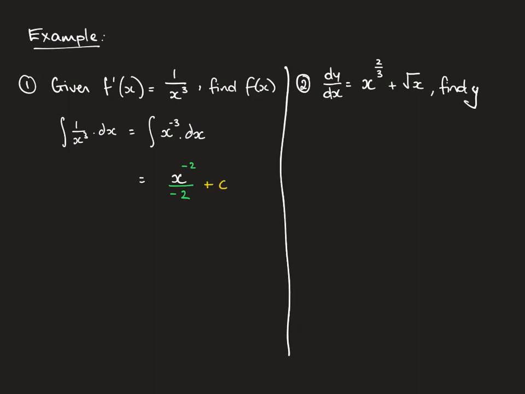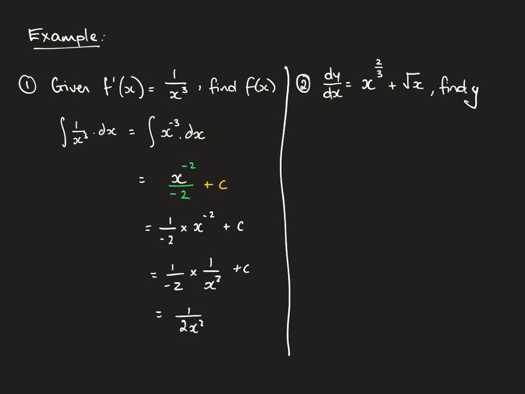So now I'm going to tidy this notation up. So the divide by minus 2 I can actually write as 1 over minus 2 times. And then I've got x to the minus 2 plus c. And x to the minus 2 I can write as 1 over x squared plus c. And now I can multiply those two fractions together. 1 over 2x squared, and that's negative.